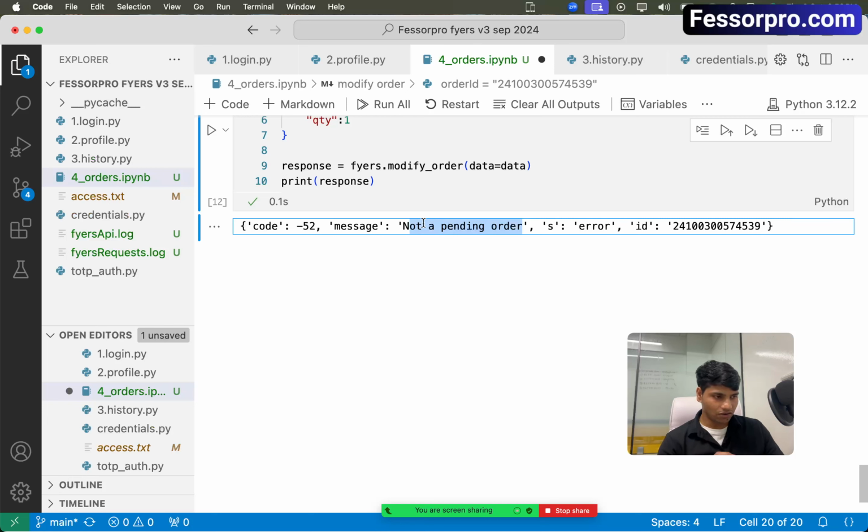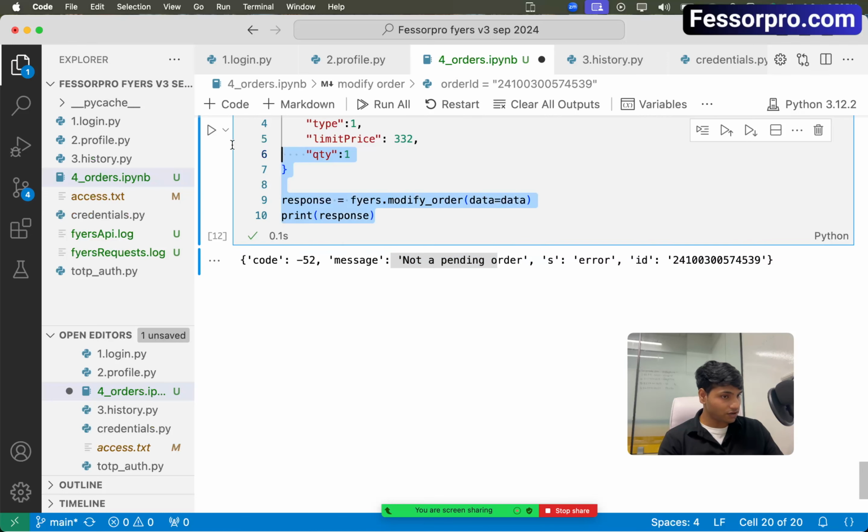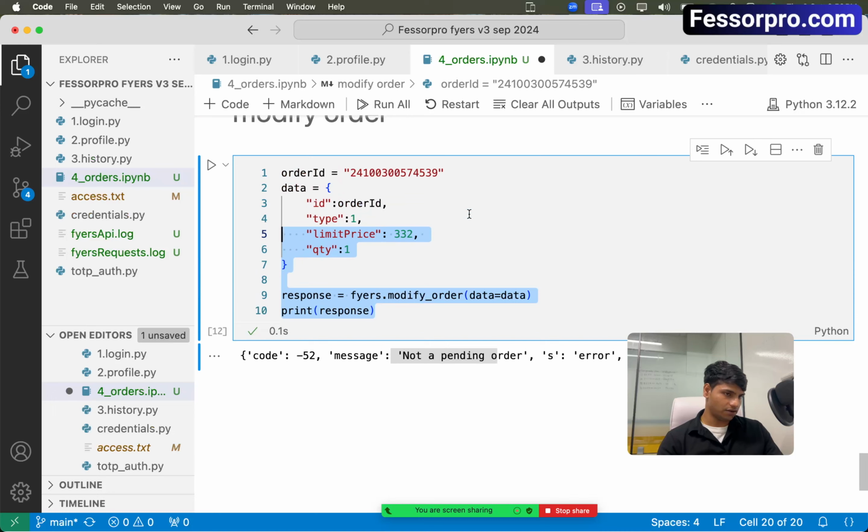See, when I say pending order, what does it mean? It means that the order is active and it can get filled anytime. The moment the price reaches the desired trigger level, the order will get filled. So that's what a pending state is. So the message is also the same. It is saying not a pending order. So you can only modify an order if it's pending. Otherwise, you cannot modify the order.